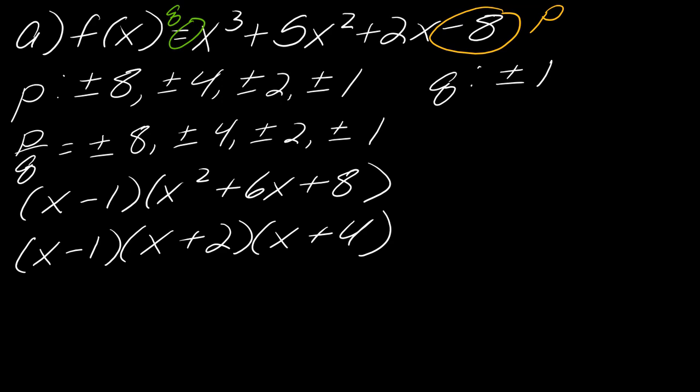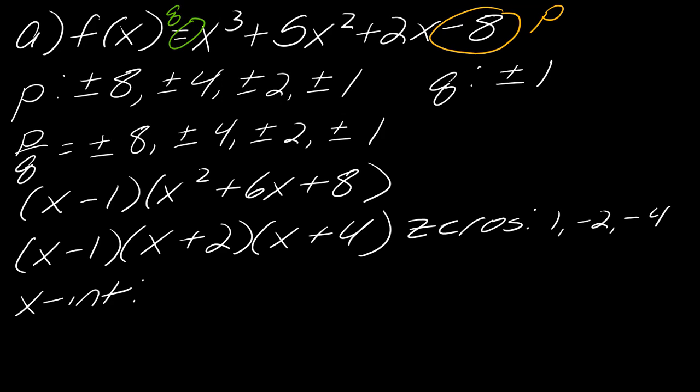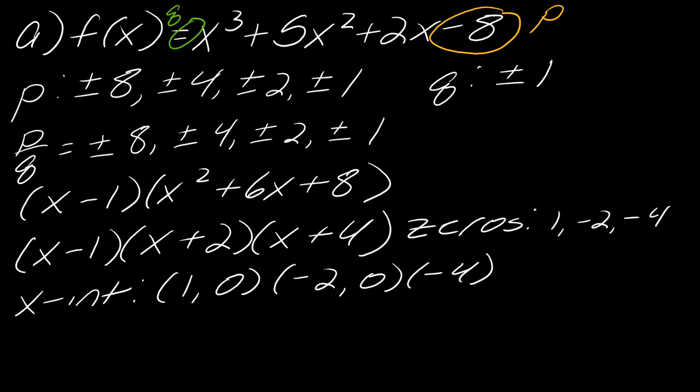So the goal here was not to factor, but sometimes if you can factor, then it makes finding your zeros much easier. So my zeros are 1, -2, and -4, which means what I really need to find are my x-intercepts. So all these things are related, right? So my x-intercepts are (1, 0), (-2, 0), and (-4, 0). All right, that was kind of a big thing.